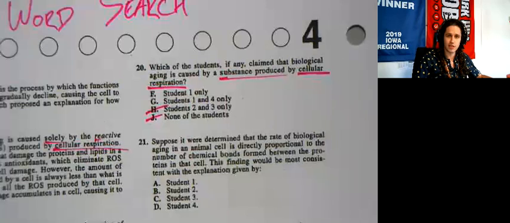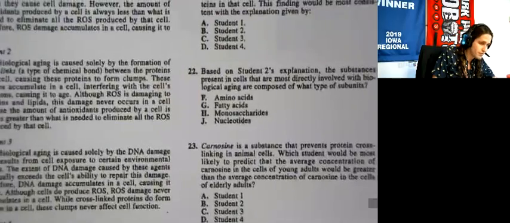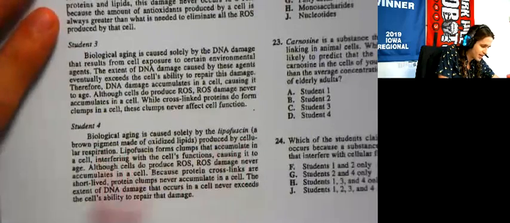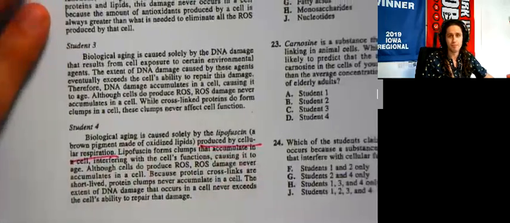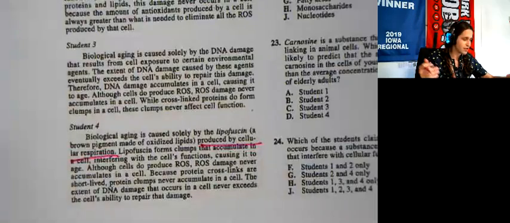People who didn't look at the answer options would have read 2 and 3. They would have figured out, I don't have to do this. This doesn't help me. So you jump right down to 4, and it says biological aging is caused solely by a brown pigment produced by cellular respiration. Hot damn. It's in the first sentence on both of them. The words that I told you to search for, produced by cellular respiration, are in those 2.